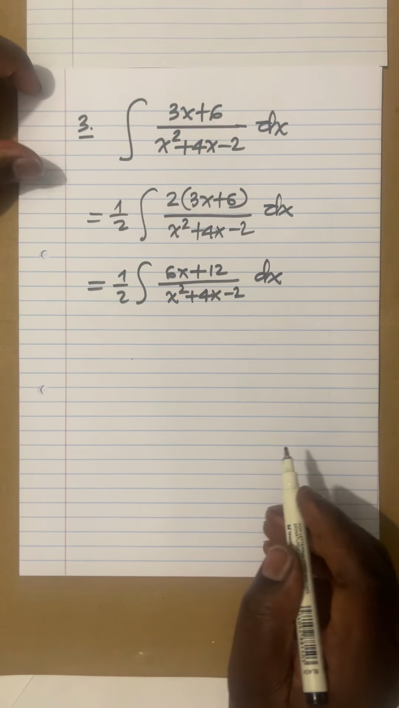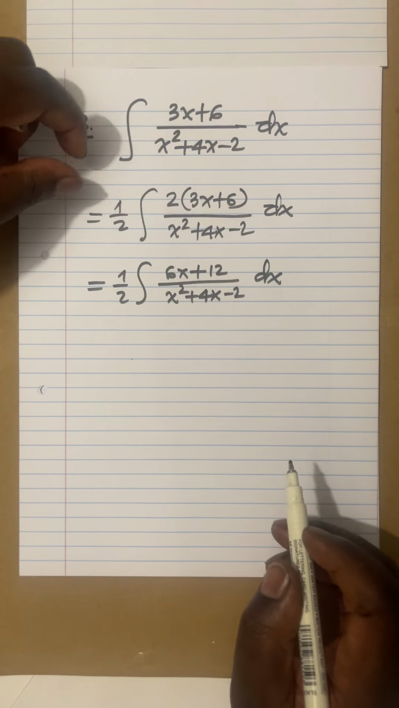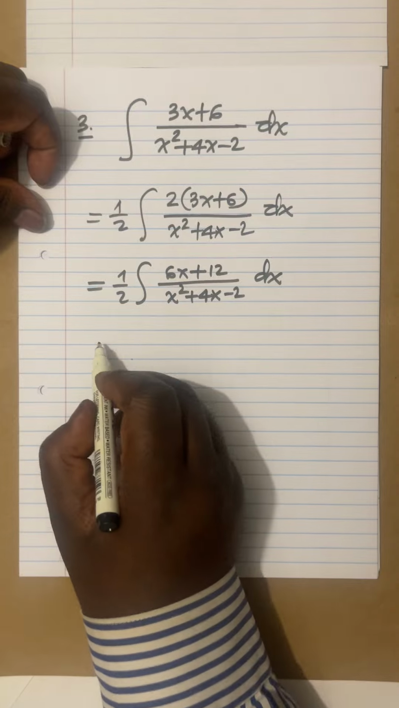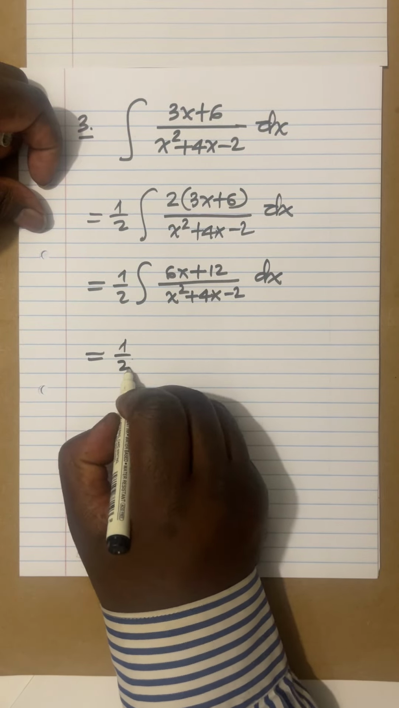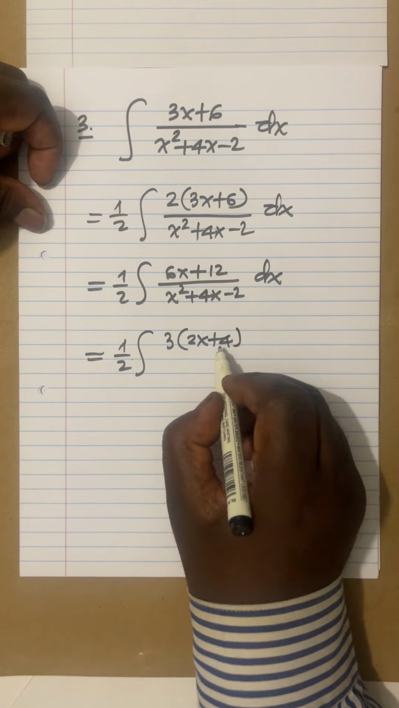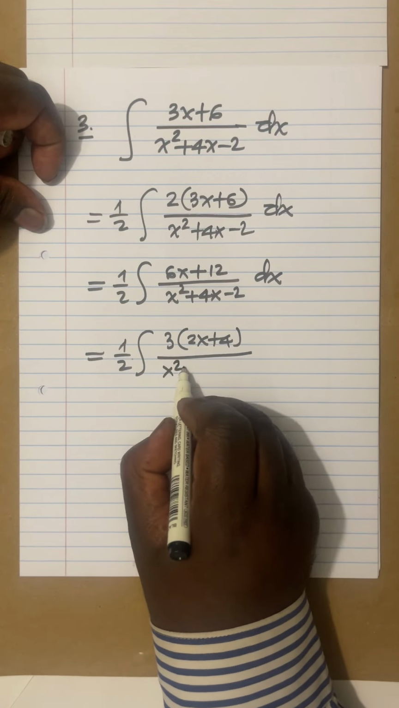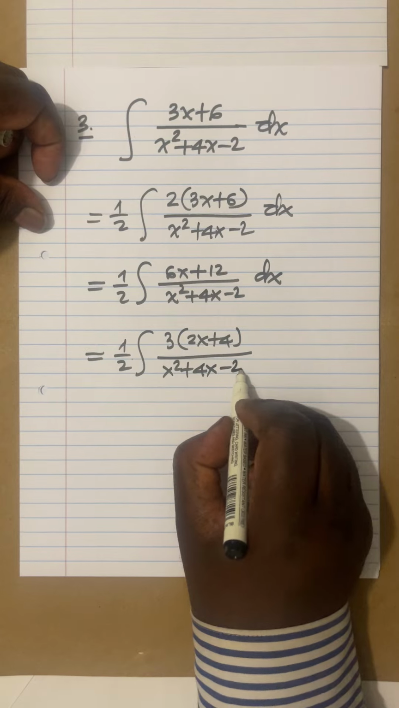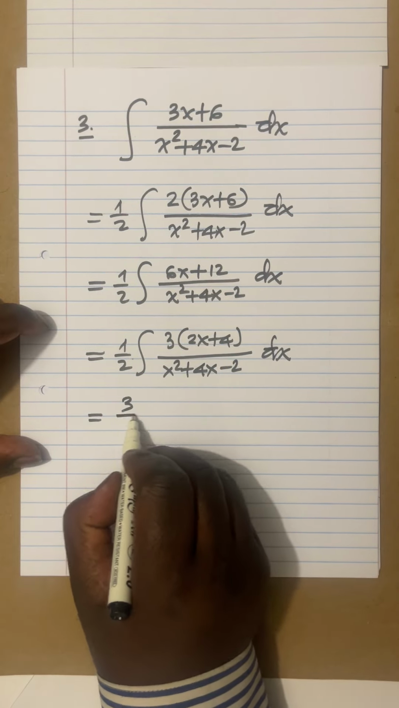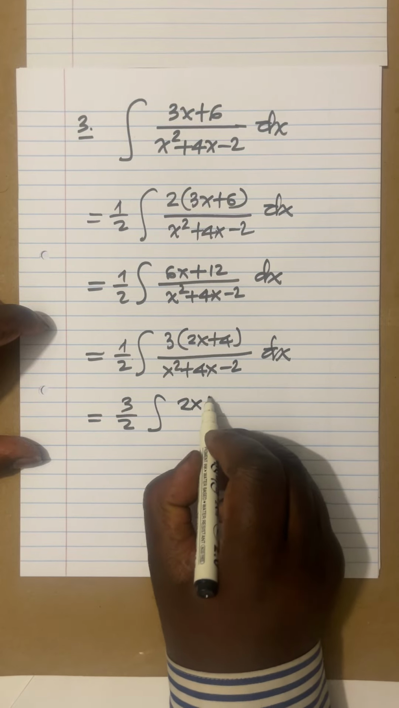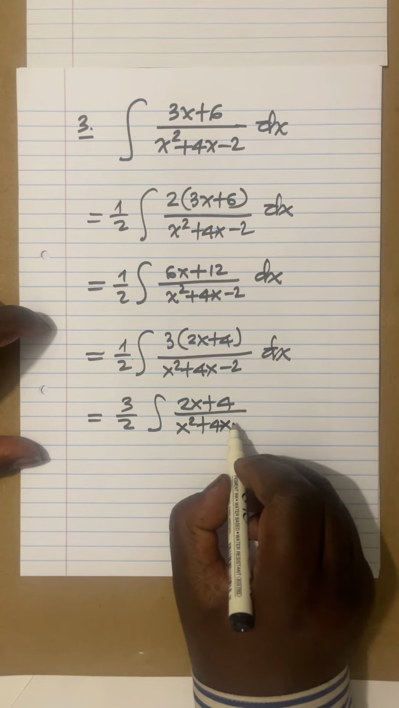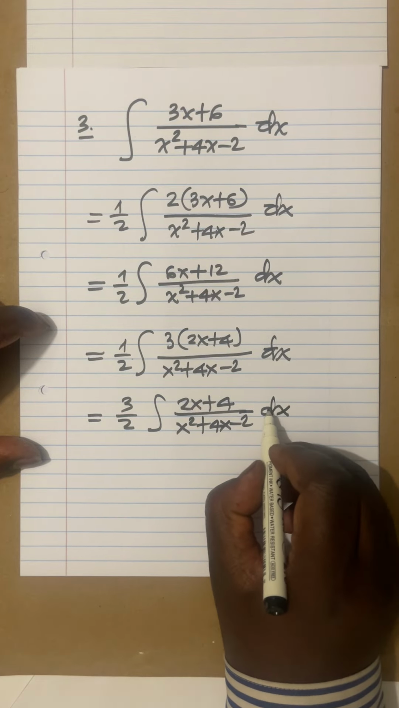Now factorize the numerator in such a way that you have 2x plus 4 there, and obviously you're going to take 3 as your common factor. So this is 1 over 2, the integral of 3(2x plus 4), there it is, all over (x squared plus 4x minus 2) dx. So I'm going to take the 3 out. So this is going to be 3 over 2, the integral of (2x plus 4) all over (x squared plus 4x minus 2) dx. There you have it.